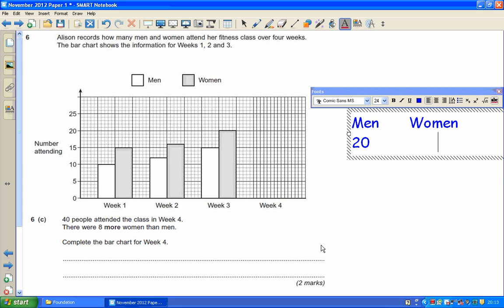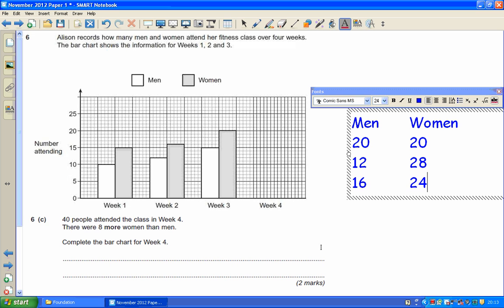To make 40 we could have 20 and 20, but then we've got the same amount of men as women. If we go 8 more women than men, well, we could go 12 and add 8 on. But then to do that we've added 8 on to the women, 28, but then we've had to take 8 off the men, which is 12, and then the difference is 16, so we haven't got 8 between them anymore. So instead of going the full 8 up, we need to go 4 up, so it's going to be 16 men and 24 women. That way we add up to 40 still, but the men and the women have got 8 in between them, so 16 and 24.